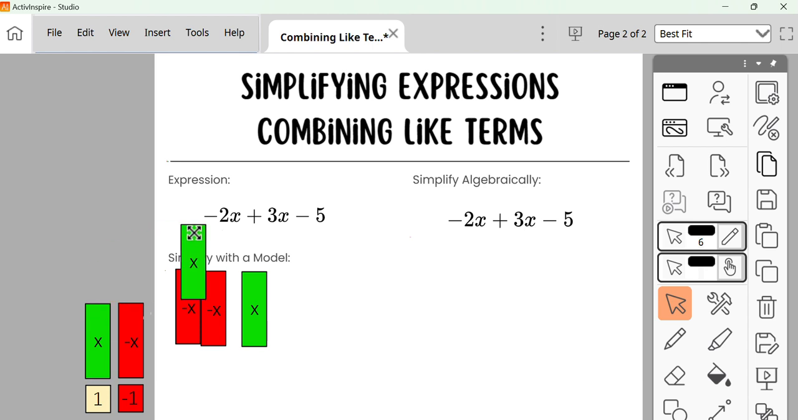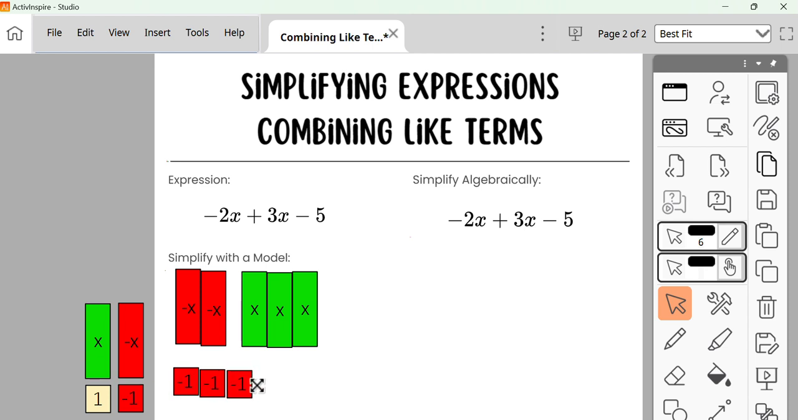1, 2, and 3. So that's positive 3x. Then over here we have a negative 5. So that's a negative 1, so we're going to need to go here. So I'm going to move negative 5 over. I might put them down here. 1, 2, 3, 4, 5. Perfect. So now let's grab our stylus and see if there's anything that we can mark out.